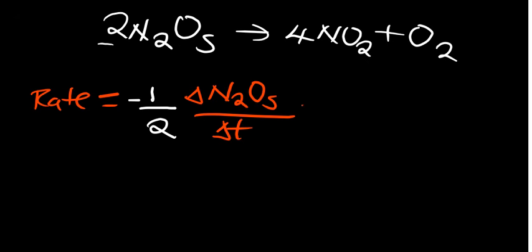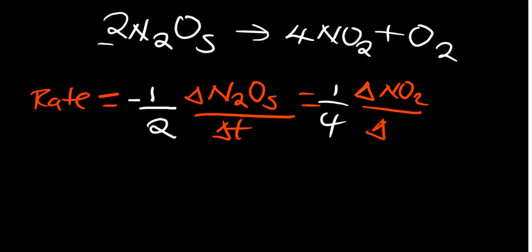You can also write it in terms of the product, which is going to be 1 over its stoichiometric coefficient, multiplied by its change in concentration, divided by the change in time. Or, for oxygen, the stoichiometric coefficient there is 1, so it's going to be just change in oxygen over what? Over change in time. So that is the way. These are the 3 major ways in which you can deal with predicting the rate of a reaction in such an equation.